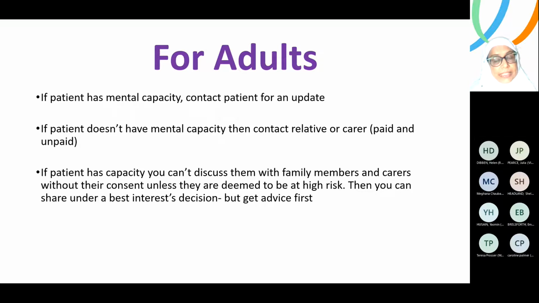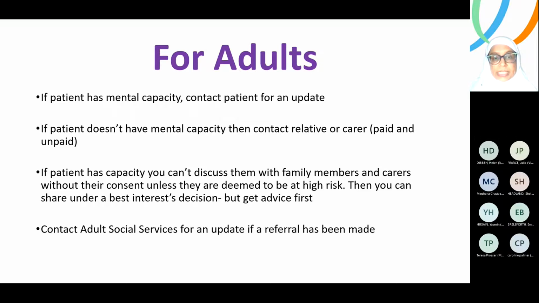If the patient has capacity, then technically you can't discuss them with other family members and carers without their consent, unless they're deemed to be at high risk. Then you could share under best interest decision, but my advice would be get advice first. Speak to us, the safeguarding team, or within the practice, the GPs have their Medical Protection Society or Medical Defence Union. And contact adult social services. If you've made a referral and you've not heard anything, you can contact them for an update.